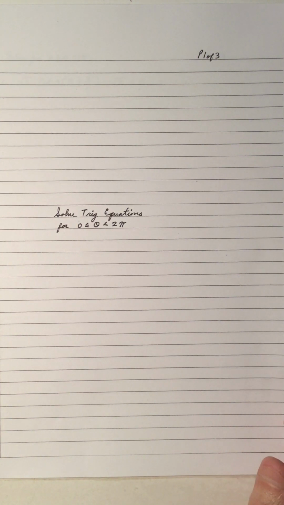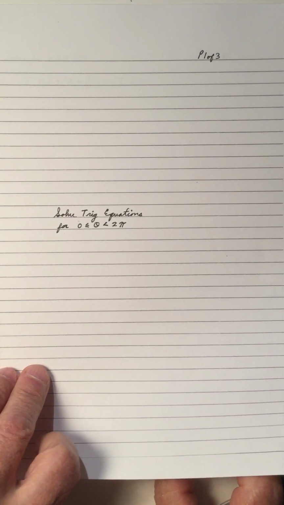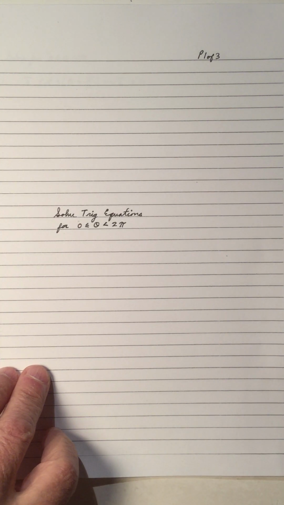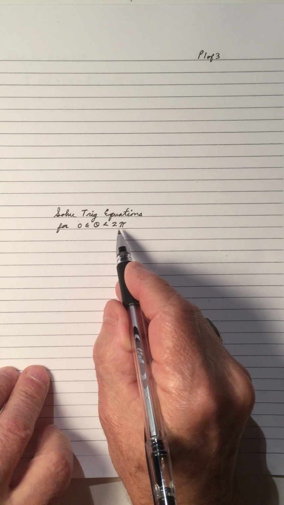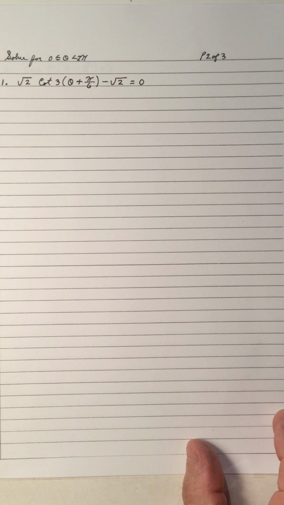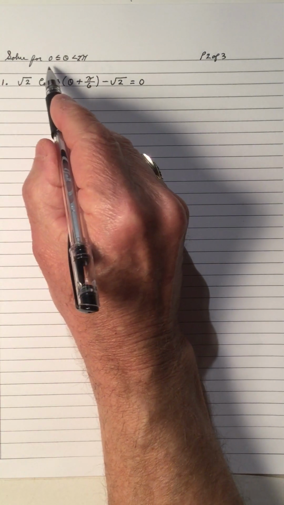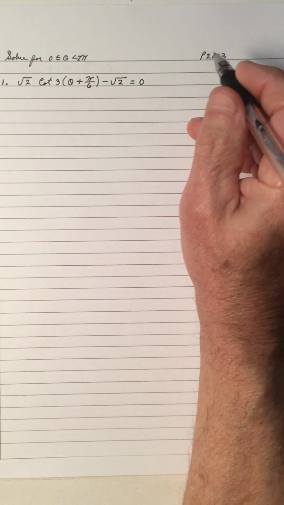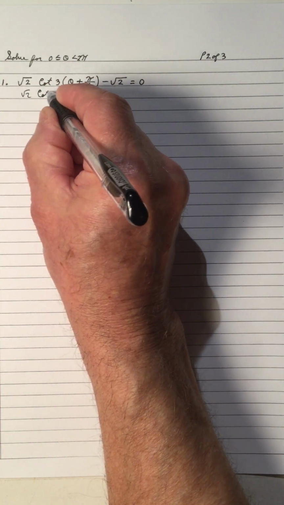Hi, welcome to my video on solving trig equations for 0 less than or equal to theta less than 2 pi. So we want the answer in radians, but this time we want it between, say, 0 and 360 degrees, but not 360. As normal, I always work out my answer in degrees first and change it to radians after. So here we go. Let's solve for 0 less than or equal to theta less than 2 pi, but I always work it out in degrees first.